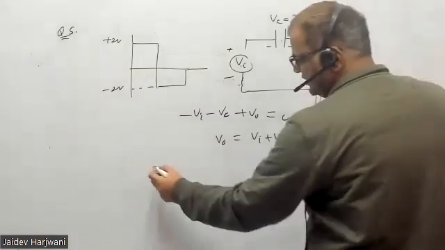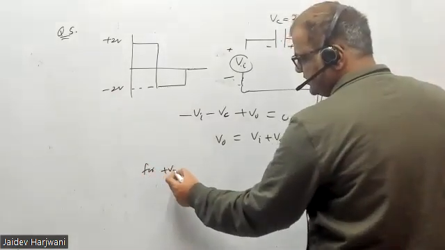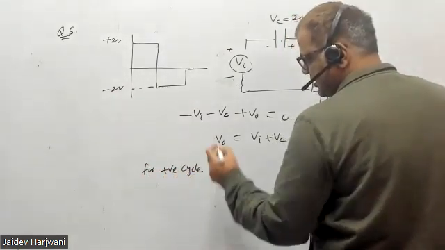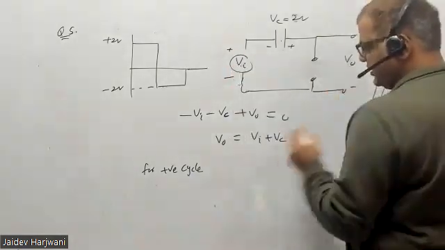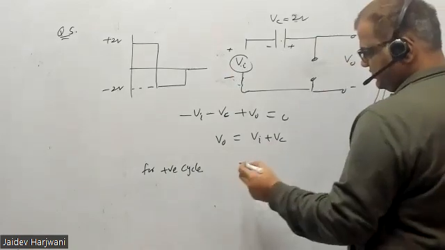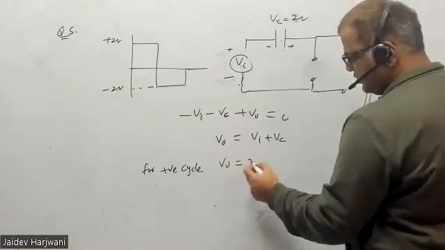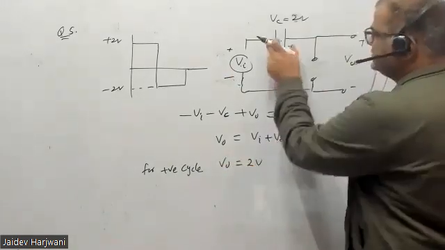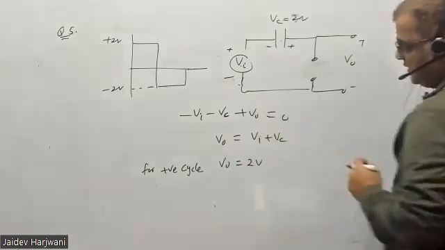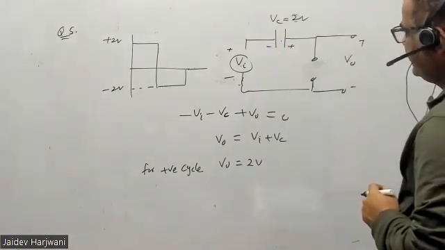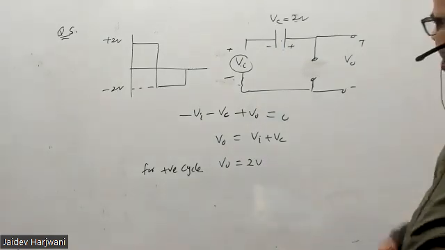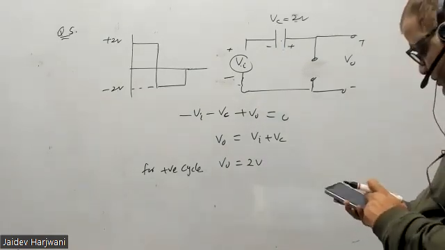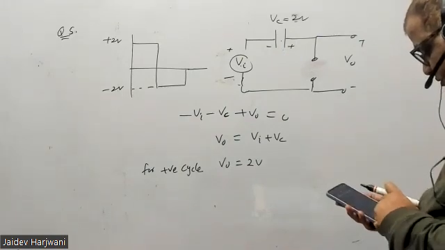Okay, now let us see for the positive cycle. For the positive cycle, my Vi is positive, in this direction only. So V naught will be 2 volts, and this is always how much? What will come? 0 volts will come, what will come? Just check. So this will be your 1 minute.